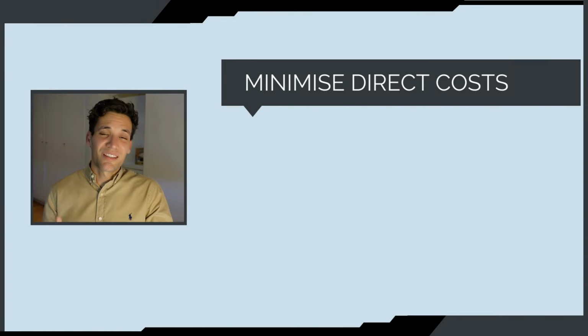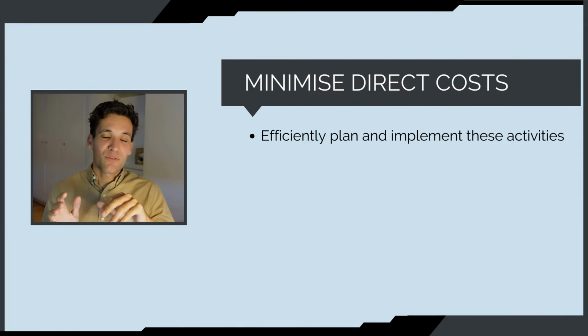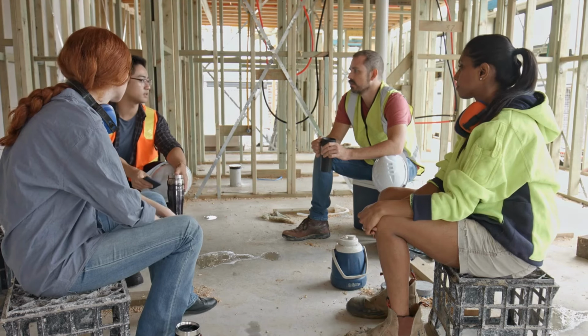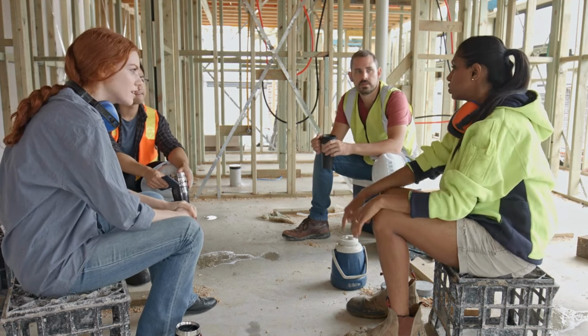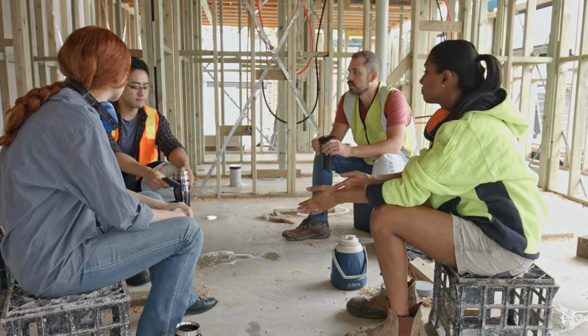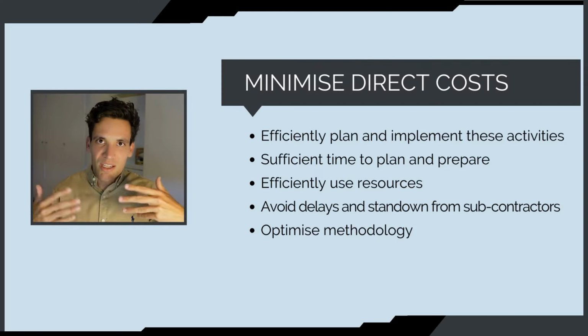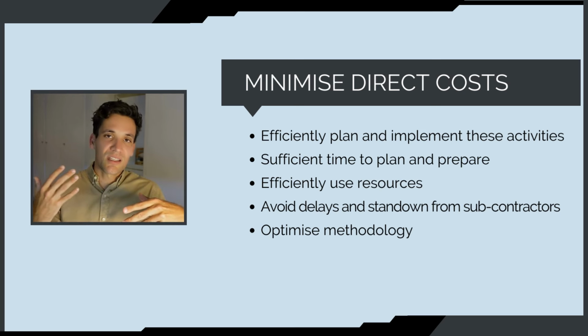The schedule allows us to minimize our direct costs. It allows us to coordinate and manage the works efficiently and effectively. So we don't have laborers standing around, we don't have workers standing around, we don't have subcontractors waiting for things, we're not waiting for materials. By having a coordinated and properly produced schedule, we can plan and coordinate all the direct activities to make sure they're done smoothly and efficiently and keep our costs down.